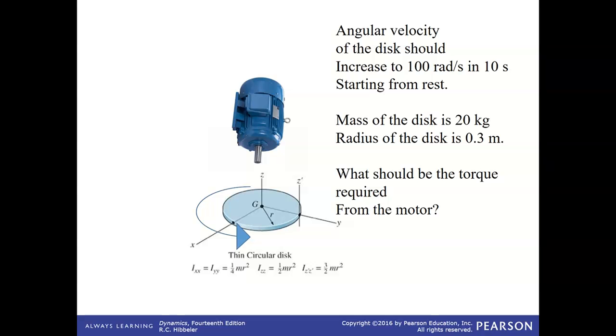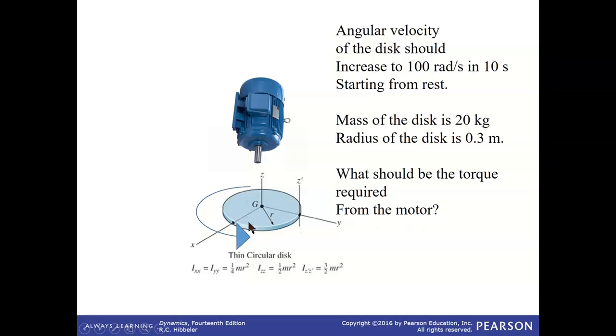So let's look at one example with some values for the application. In this case, we have a thin circular disk of radius r, and the angular velocity of the disk should increase to 100 radians per second in 10 seconds, starting from rest. So omega should change from 0 to 100 in 10 seconds. The mass of the disk is 20 kilograms. The radius of the disk is 0.3 meters. What should be the torque required from the motor?